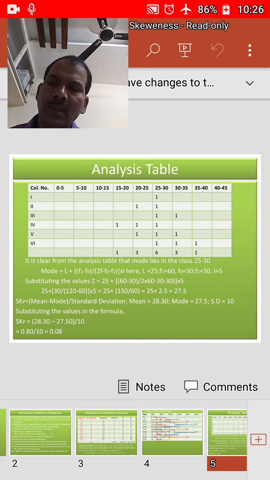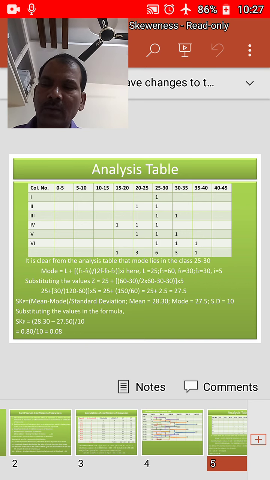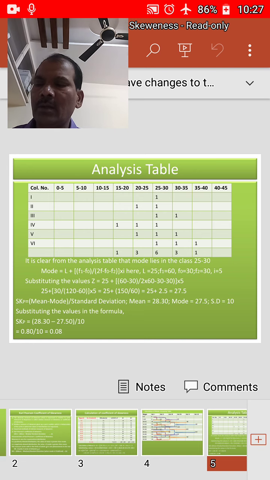Substituting these values in the formula, you will get mode is equal to 25 plus 60 minus 30 by 2 into 60 minus 30 minus 30, into 5. 25 plus 60 minus 30 you will get 30 by 2 into 60 is 120 minus 30 minus 30 is 60. Hence 30 by 120 minus 60 into 5, 25 the same we will take, plus 30 into 5 is 150 by 60, you will get 2.5, hence 25 plus 2.5 is equal to 27.5.